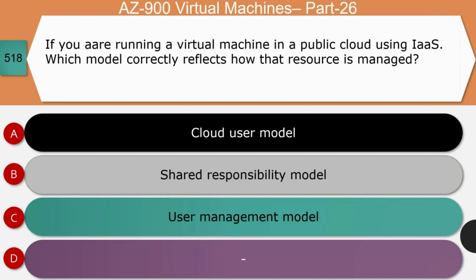Next question, if you are running a virtual machine in a public cloud using IaaS, which model correctly reflects how that resource is managed? Is it cloud user model, shared responsibility model, or user management model? The right answer for this question is shared responsibility model. Let's see the reason. It's a shared responsibility model, a type of IaaS, where you get the hardware configuration and basic software to host the VMs. Other things like security and setting up routing rules are the responsibility of the customer. And so the right answer for this question is shared responsibility model.